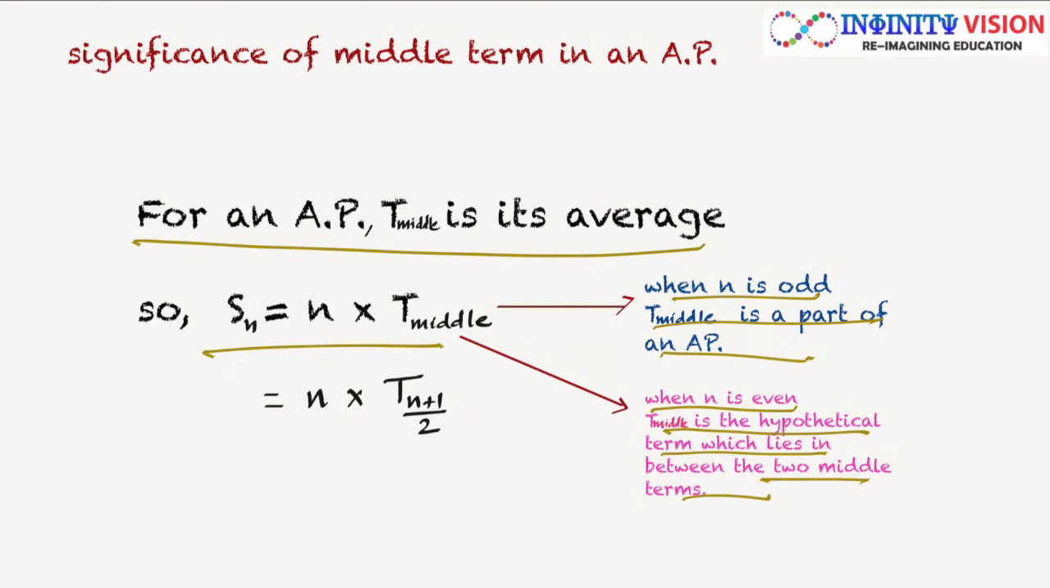So if I say Sn is n into T middle, which means Sn is n into (T1 plus Tn) by 2. It is applicable in an AP for n, no matter whether it is even or odd, but we have to just remember that when n is even, the middle term is just the hypothetical one.